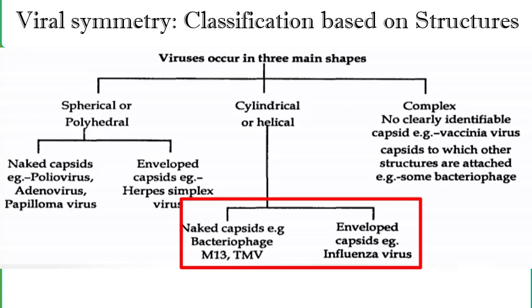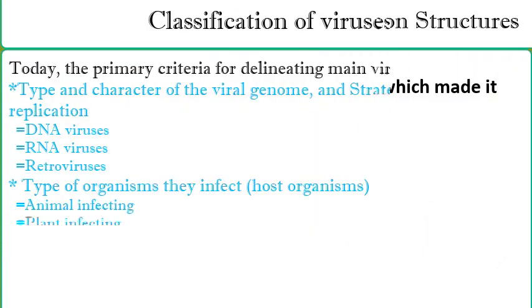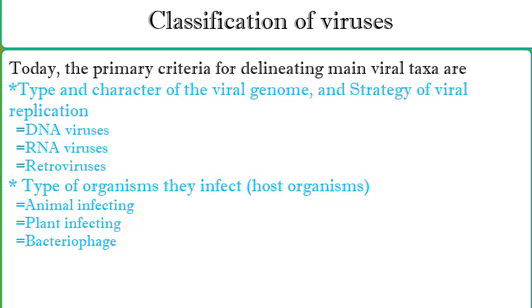Naked capsid or non-enveloped viruses include bacteriophage M13 and tobacco mosaic virus. Enveloped viruses include influenza virus. Classification of viruses. Today, the primary criteria for delineating main viral taxa are, first, the type and character of the viral genome and their strategy of replication. In this case, they can be DNA viruses, RNA viruses, and retroviruses.